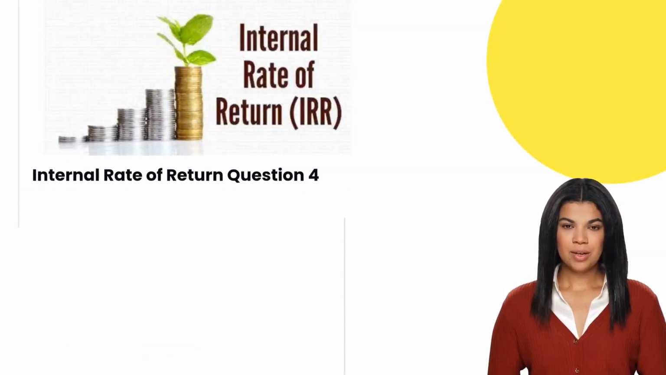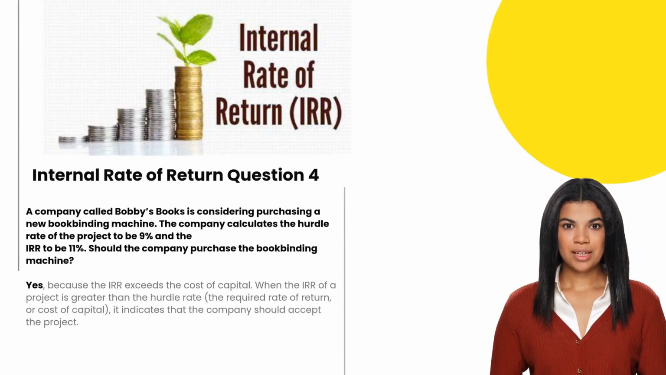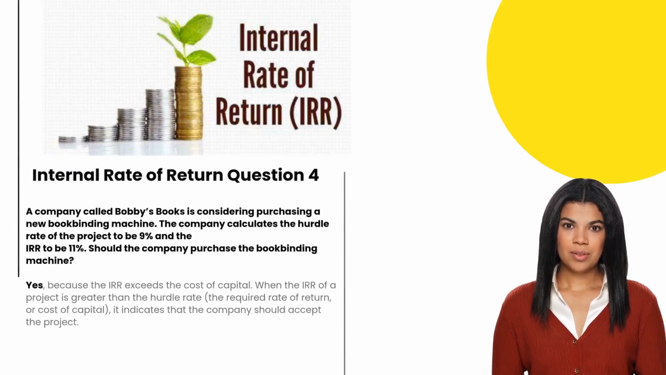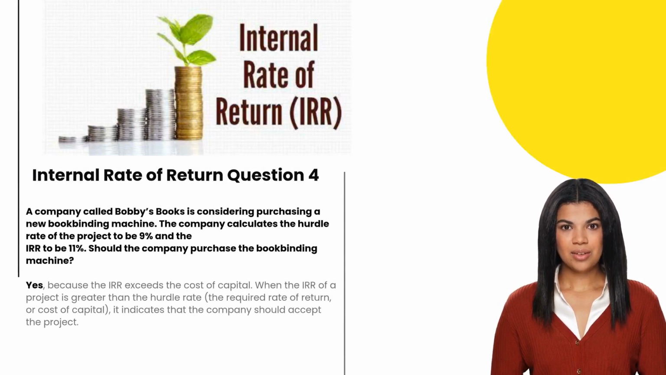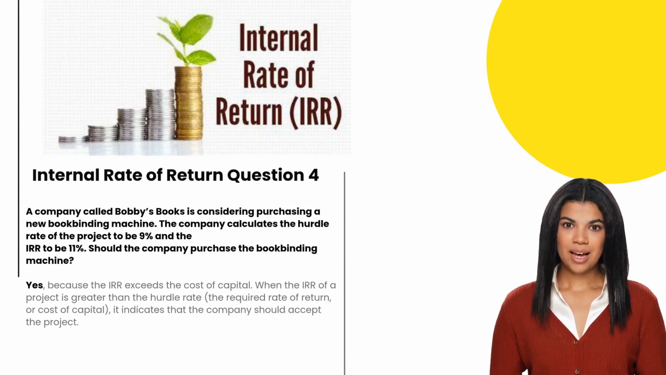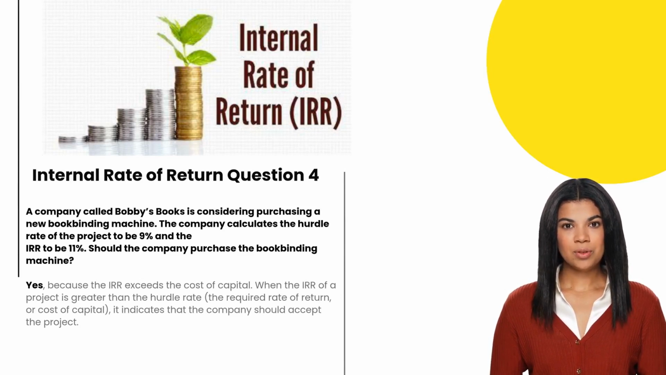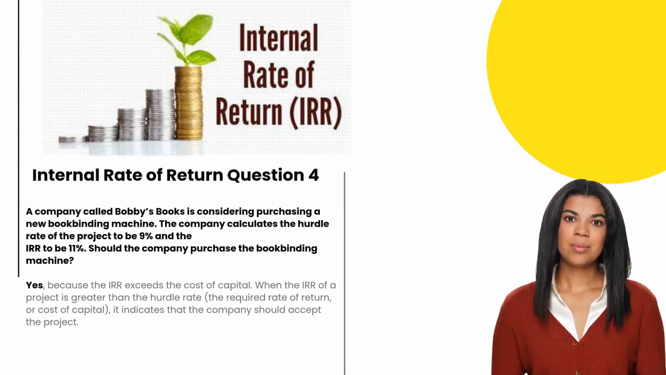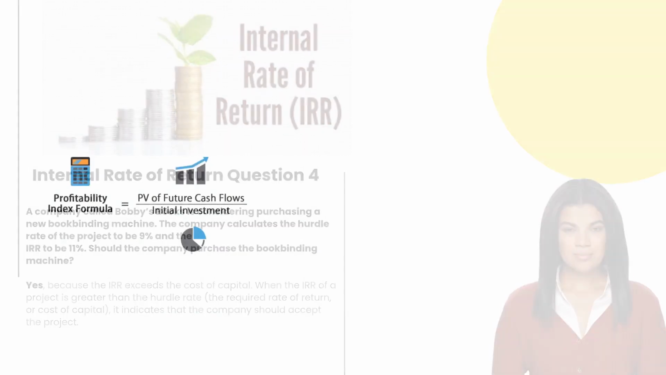A company called Bobby's Books is considering purchasing a new bookbinding machine. The company calculates the hurdle rate of the project to be 9% and the IRR to be 11%. Should the company purchase the bookbinding machine? Yes, because the IRR exceeds the cost of capital. When the IRR of a project is greater than the hurdle rate, the required rate of return, or cost of capital, it indicates that the company should accept the project.